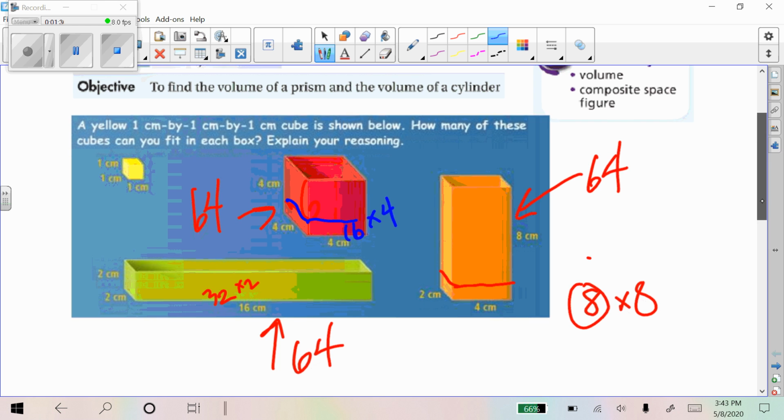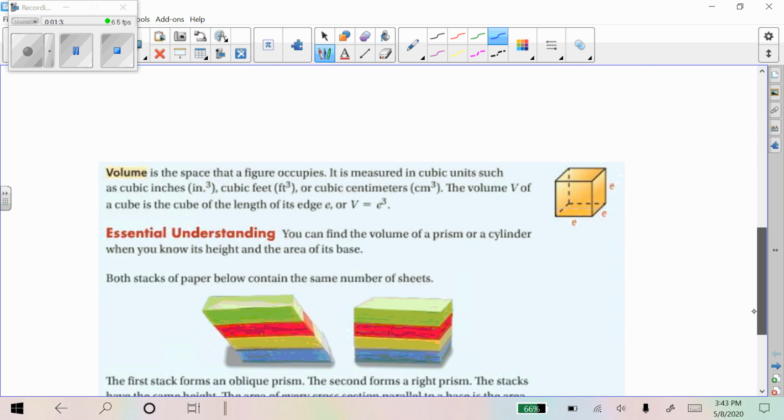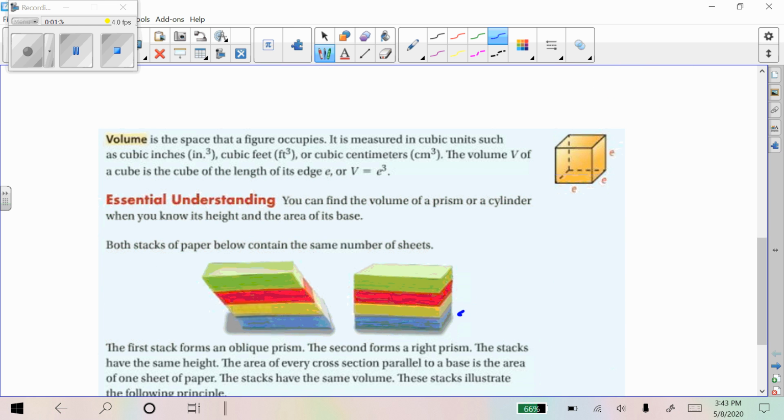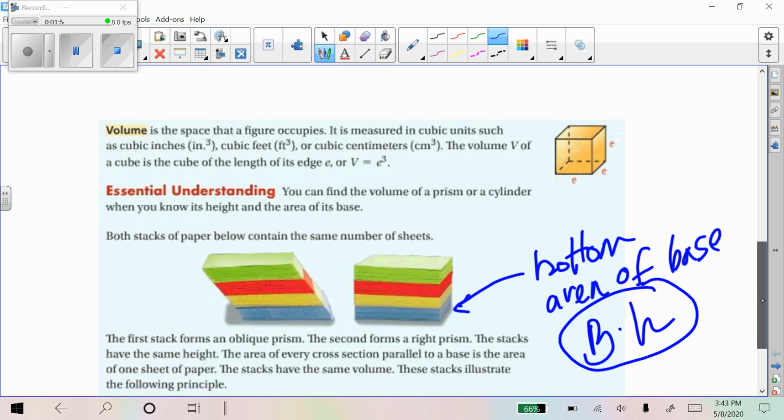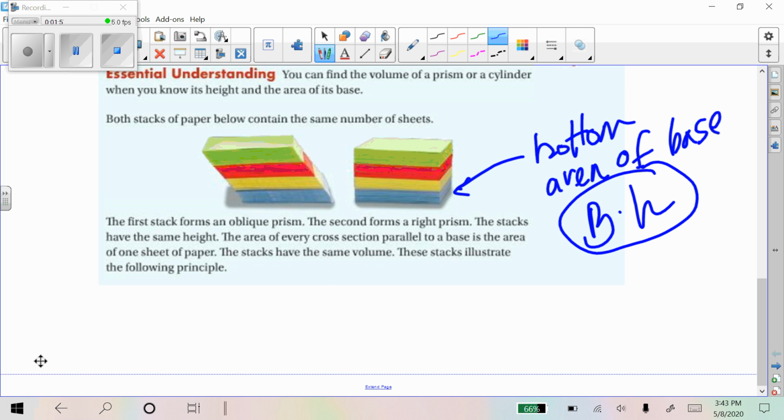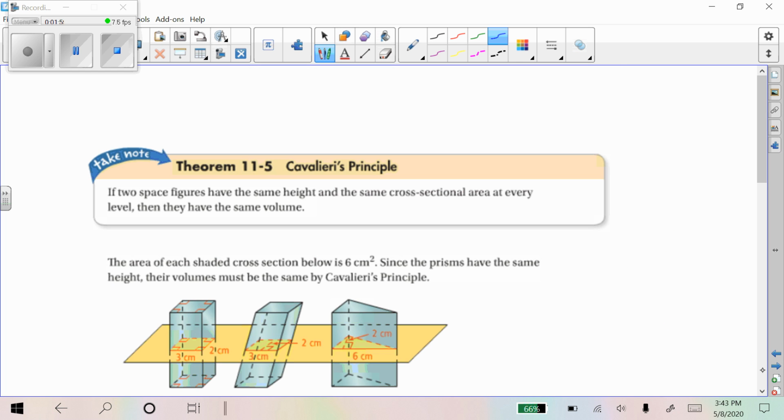So that's the way we're going to find volume of prisms and cylinders. We're going to figure out how many are in the bottom layer, which is the area of the base. And I think we're just going to use big B for that one. And then the number of layers, which is the same as the height. So this is our basic formula for finding the volume of prisms and cylinders. It's the area of the base times the height.